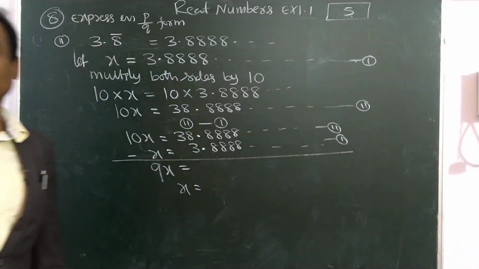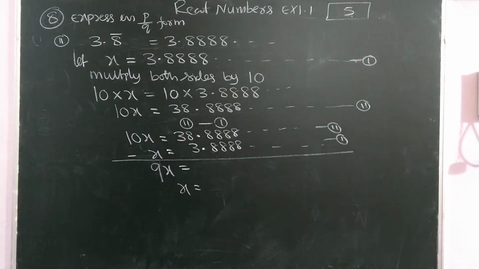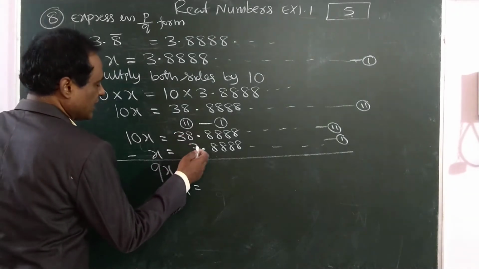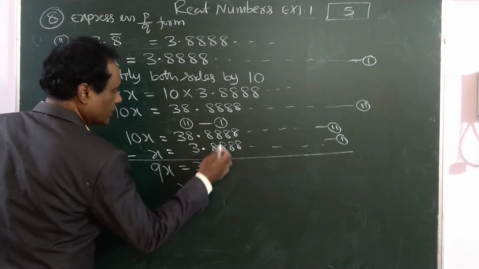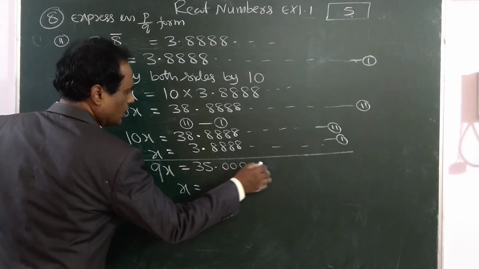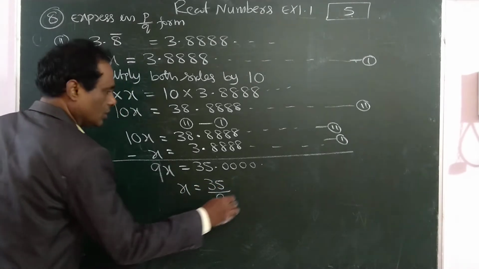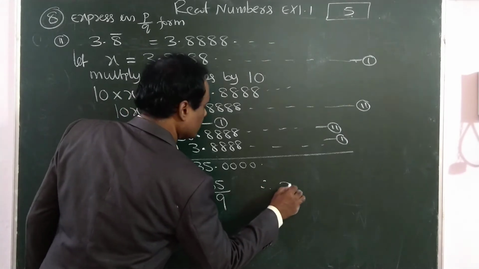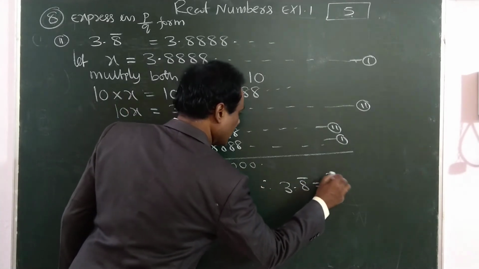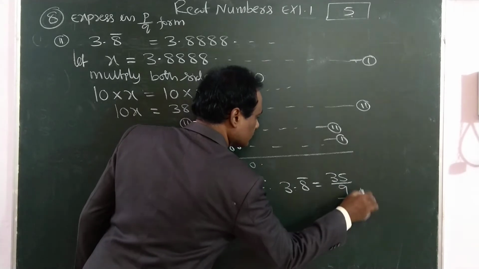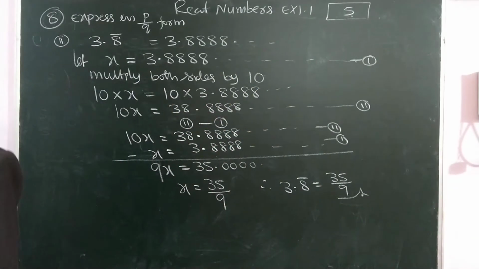Now subtraction. See the steps, simple steps. 38 minus 3 is 35 point, and then all zeros, so we don't write them. It is 35 by 9. Therefore, the given number 3.8 bar is 35 by 9. This is the procedure.